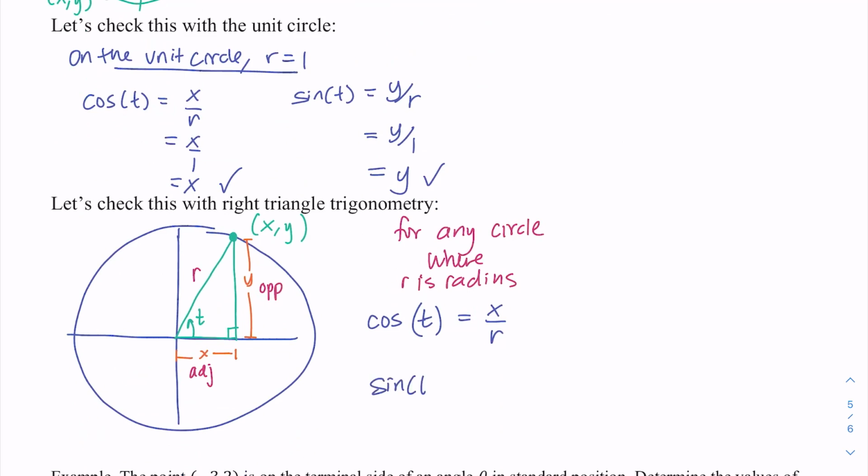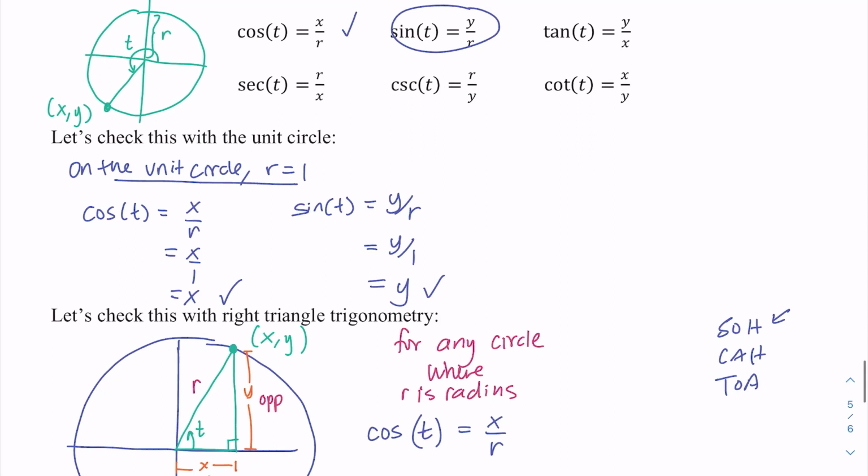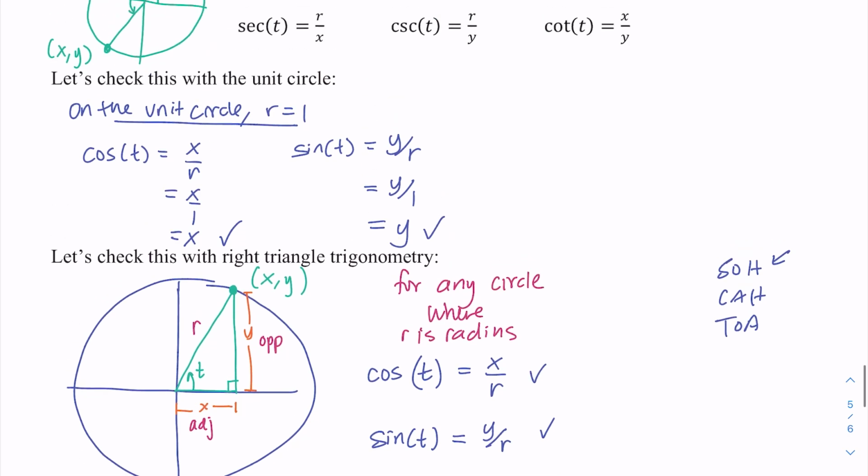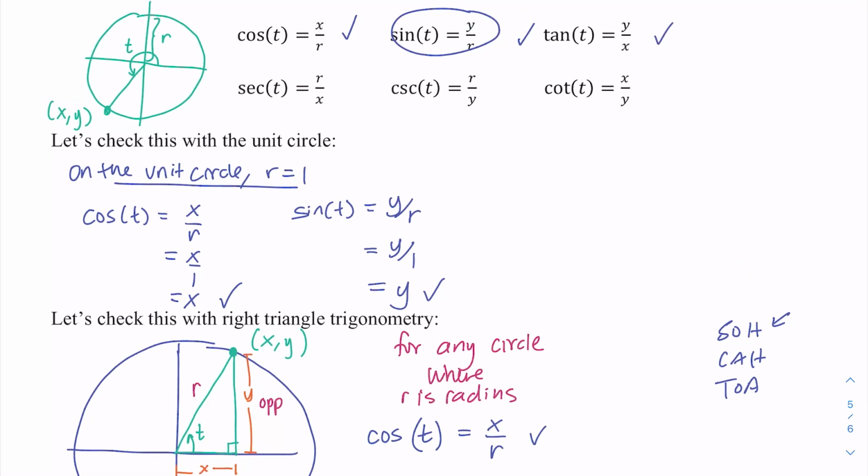Sine of t. All right, remember what we have SOHCAHTOA when we're in right triangle trig. So now we're here at sine. So sine of t is opposite over hypotenuse, so y over r. And that matches what we were just given up here. We can also do tan of t, and we know that is opposite over adjacent, so y over x. And again, I can see all of these match what we're given up there.